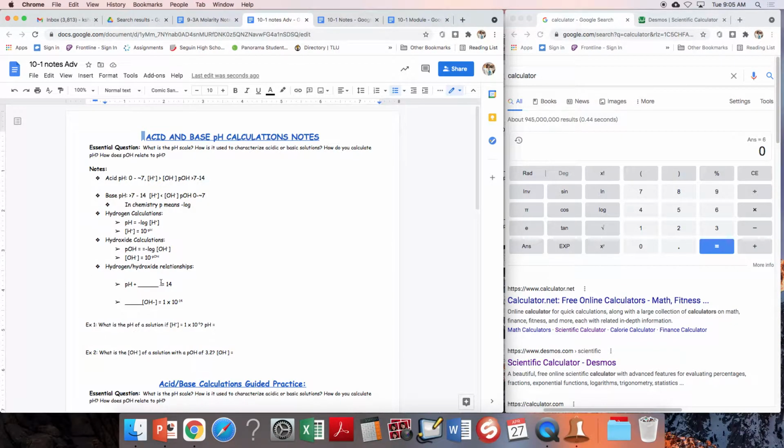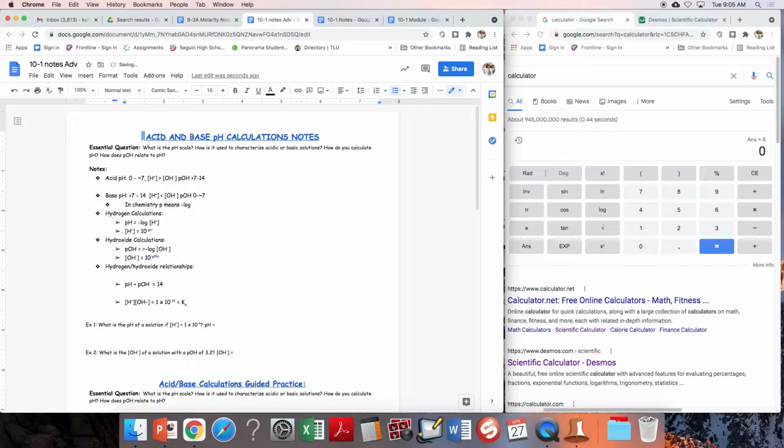All right, and so then to get between hydrogen and hydroxide, there is a set relationship. pH plus pOH is always equal to 14. And that's because the product of my H concentration and my OH concentration is 1 times 10 to the negative 14. 1 times 10 to the negative 14 is referred to sometimes as Kw.